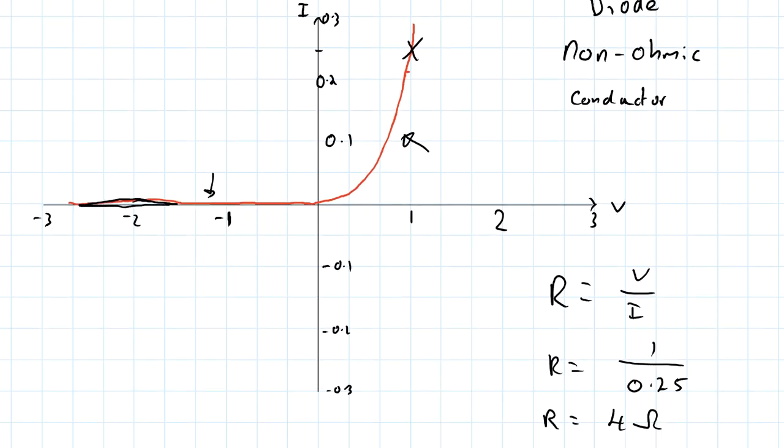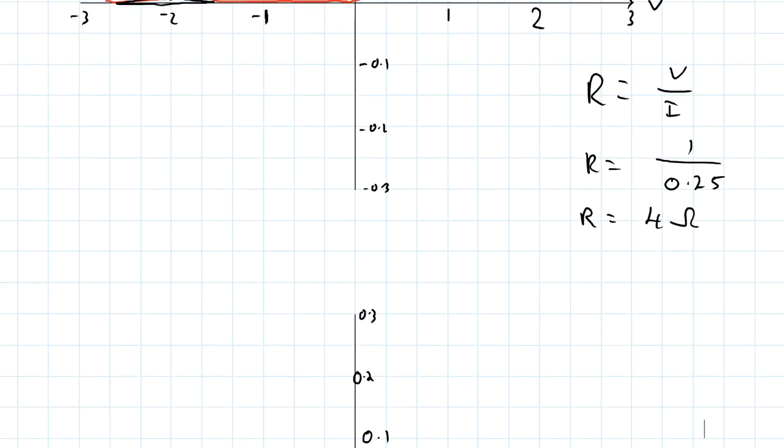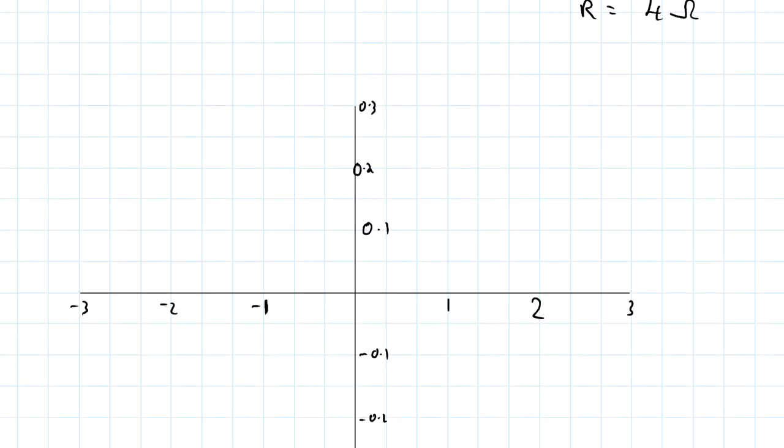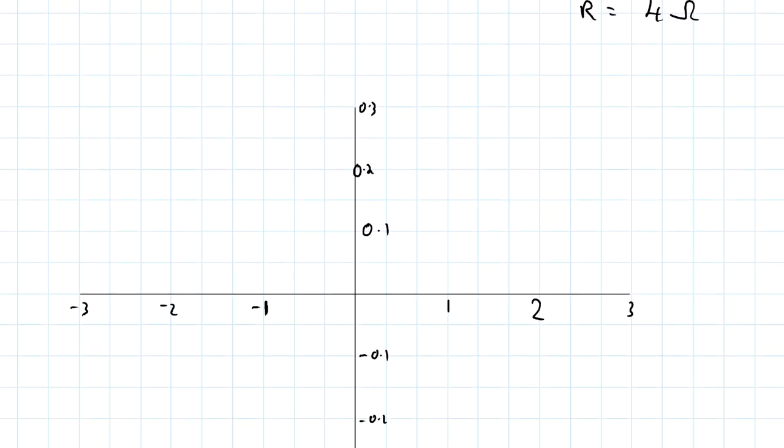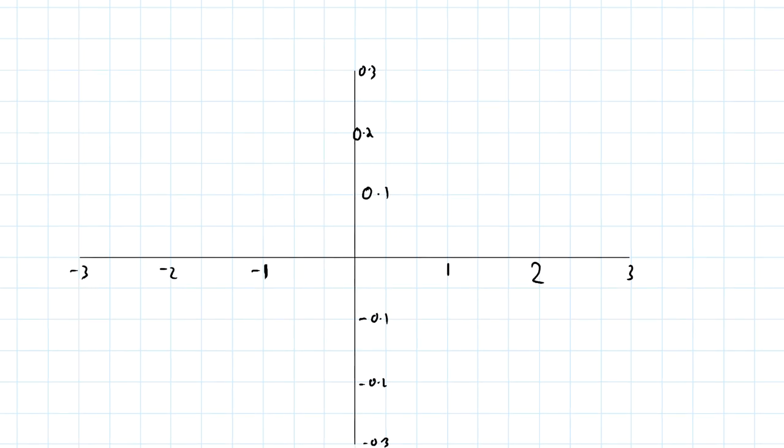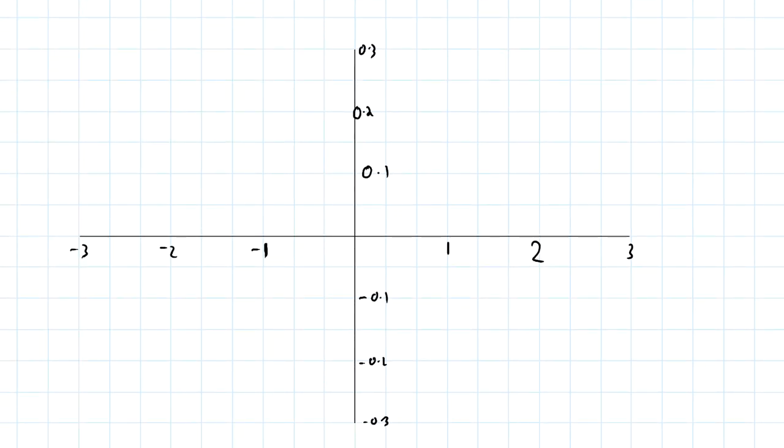Alright, perfect. Now lastly, I want to show you what the graph would look like for two types of resistor, a light dependent resistor and a thermistor. Let me just label these again: current and potential difference, or voltage. So you know that a light dependent resistor varies its resistance based on the amount of light.